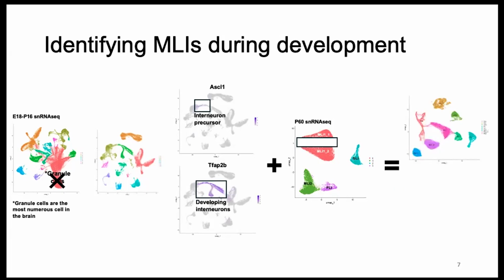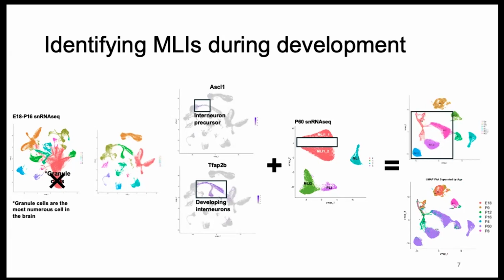I didn't realize that the resolution would be so low, but this is basically just showing the cell types. So this is what happens when I add the developmental interneurons to the adult interneurons. And so this is just showing the time. So you can see that all the P60 cells have been added onto the developing cells, and that for some of them, they've actually split into the two. This is MLI1 and that's MLI2. And so I'll just focus on the MLI population.